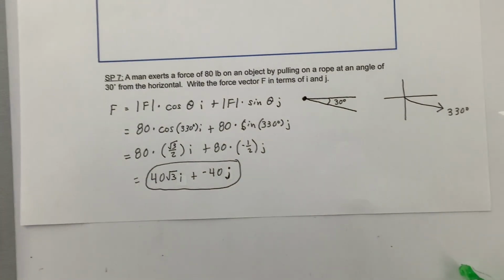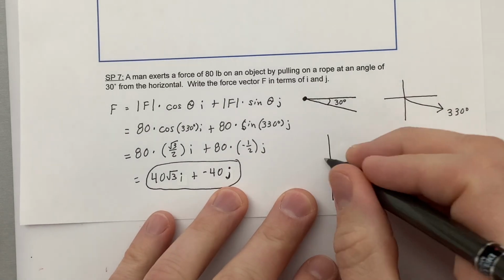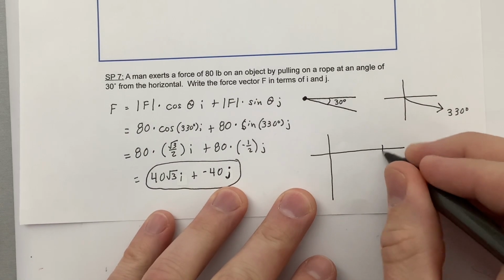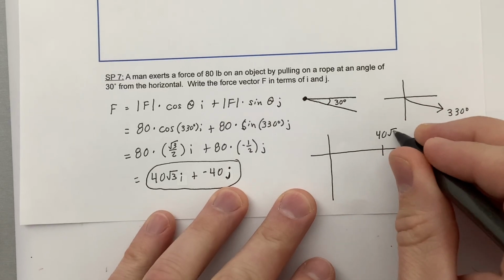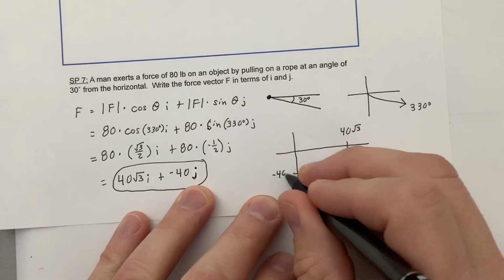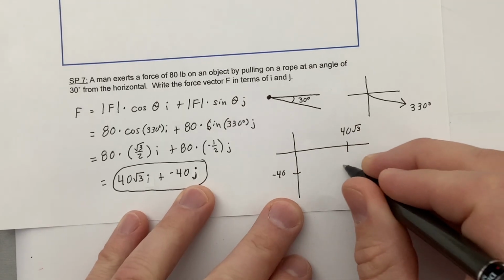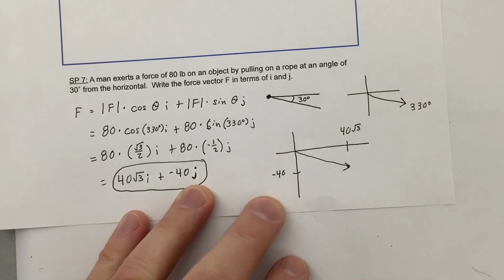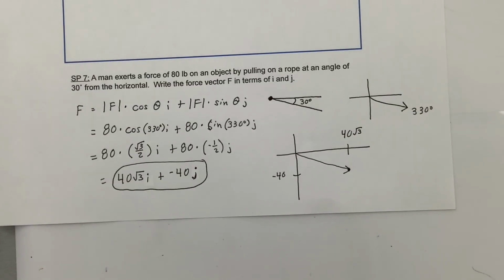So let's just take a moment and understand what we did here. Basically what we did was we identified the point to which we were going. If we were to plot this x, y, x 40 square roots of 3, and then negative 40, there it is right there. And while it doesn't seem like much, it's still your a and b, your x and y, and that's what we consider the force vector.